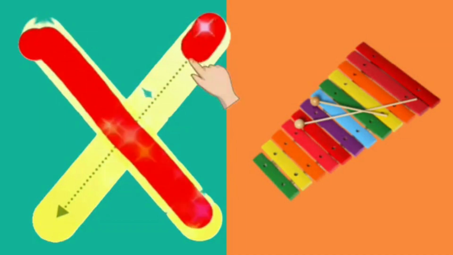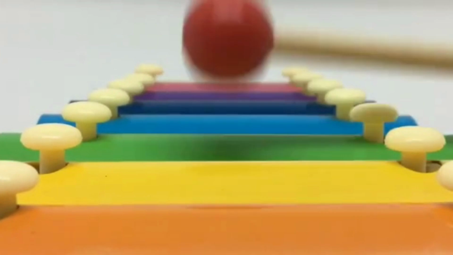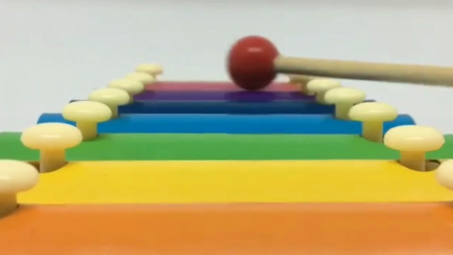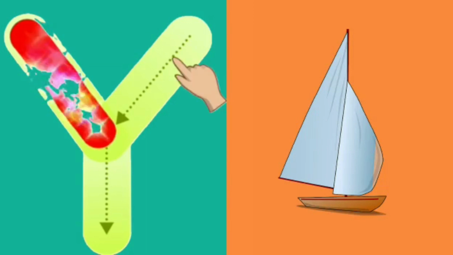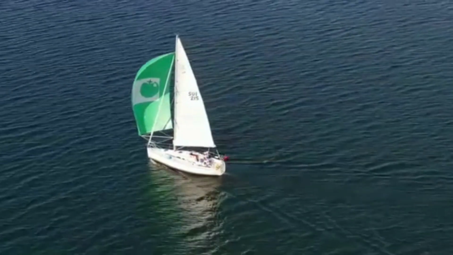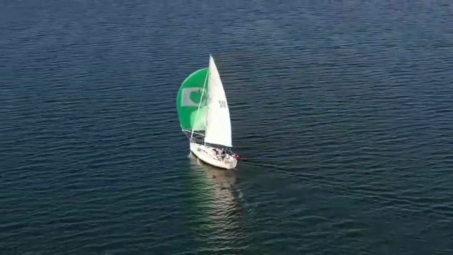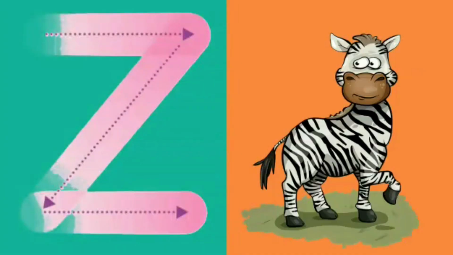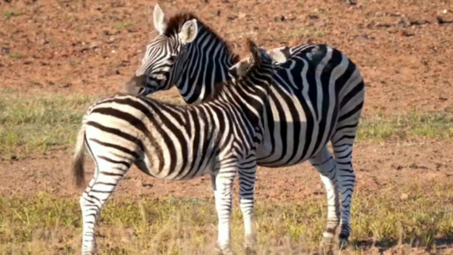X. X is for xylophone. Xylophone. Y. Y is for yacht. Yacht. Z. Z is for zebra.